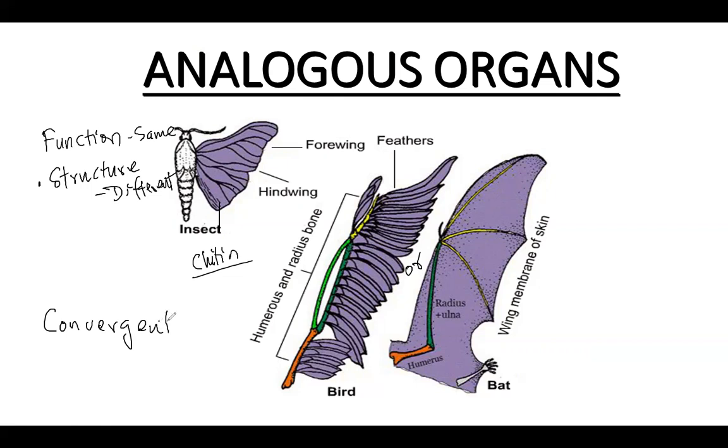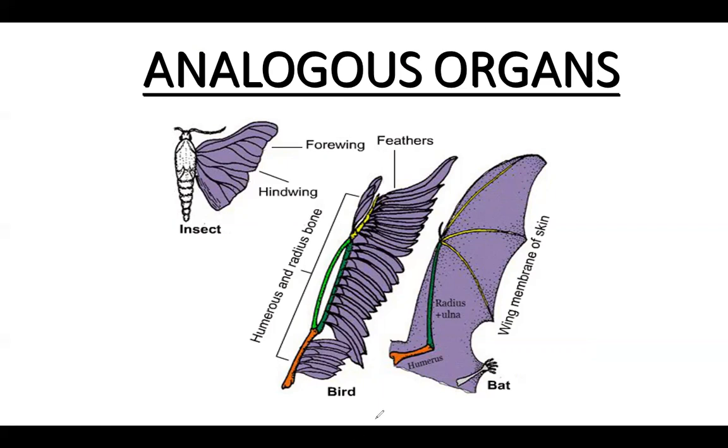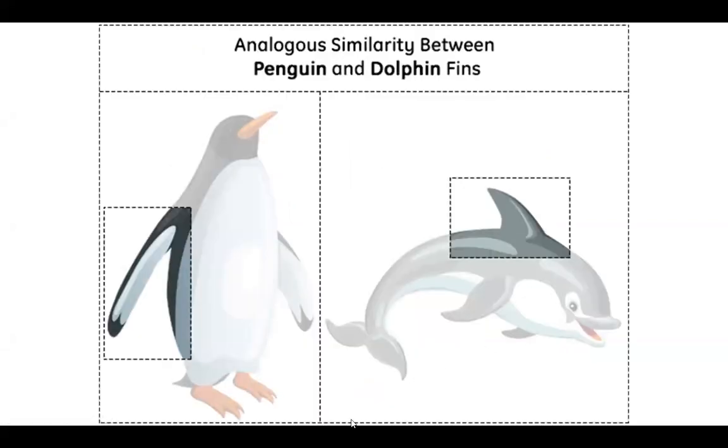What is convergent evolution? When different organisms create similar structures for the same function. So these organs have the same functions, but they have different structures. These are known as analogous organs. Another example for analogous organs.